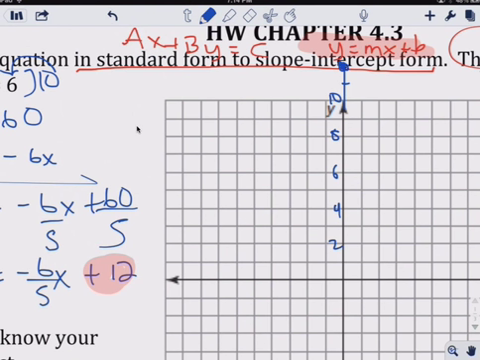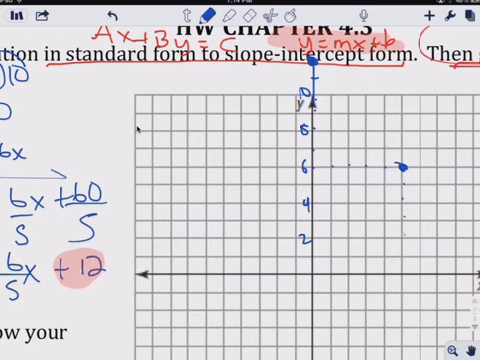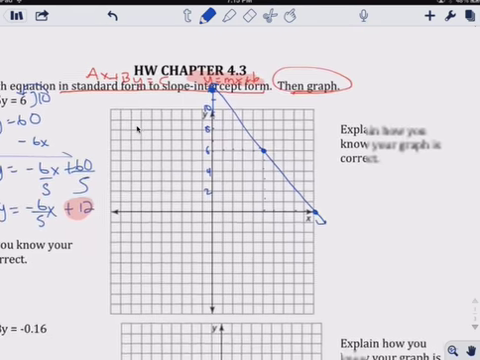So you go down 6, 1, 2, 3, 4, 5, 6, right 5, 1, 2, 3, 4, 5. Down 6, right 5 again. Oh, all out of room in both ends. Oh, not straight. Sorry. It goes on forever this way and can go on forever that way. That's my graph.